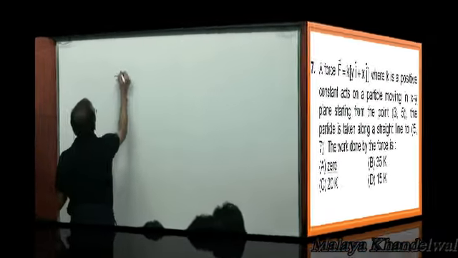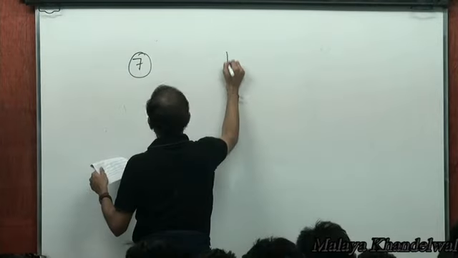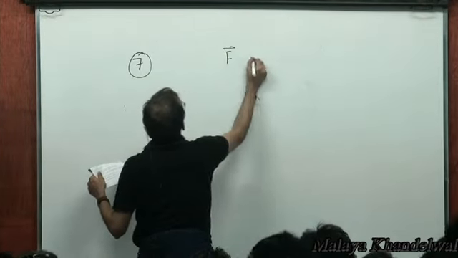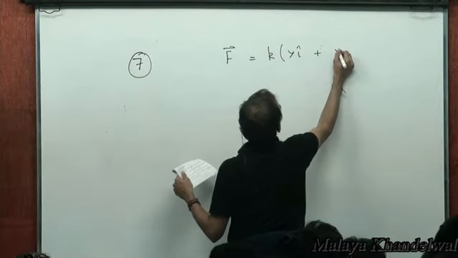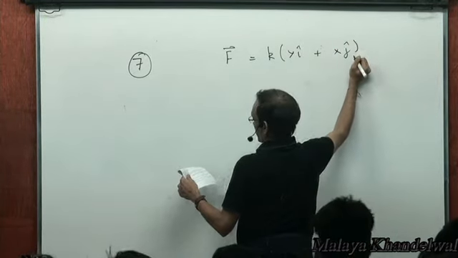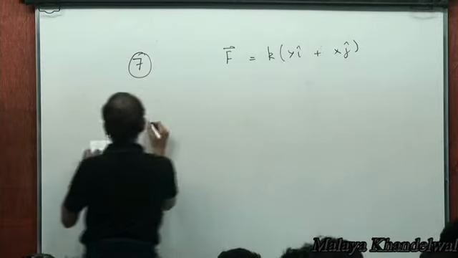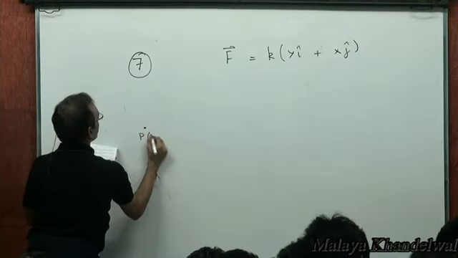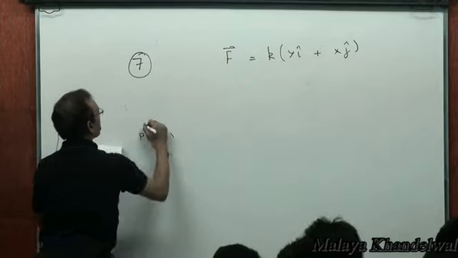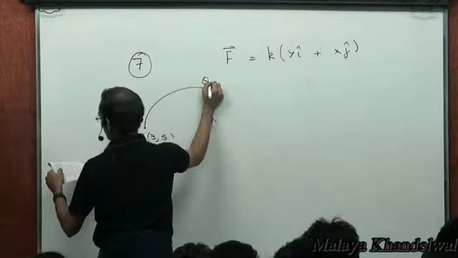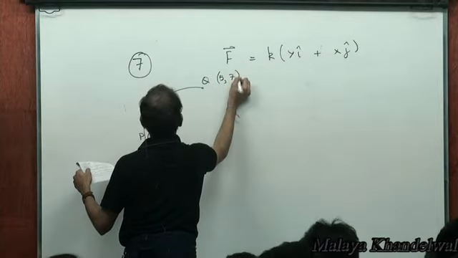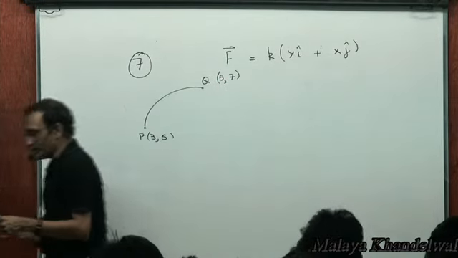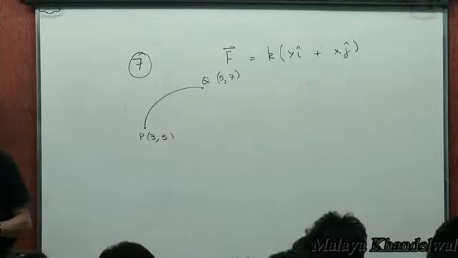Problem 7. A force F given by K y i cap plus x j cap is taken from a point P (3, 5) to a point Q which is (5, 7), and we want to be able to find the work done.